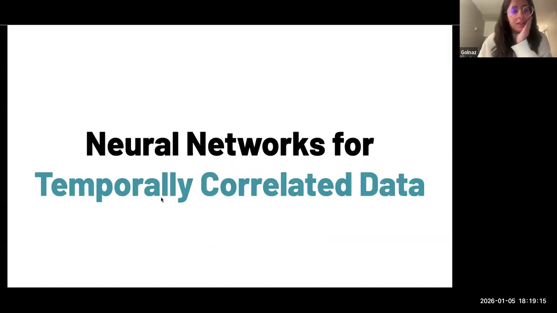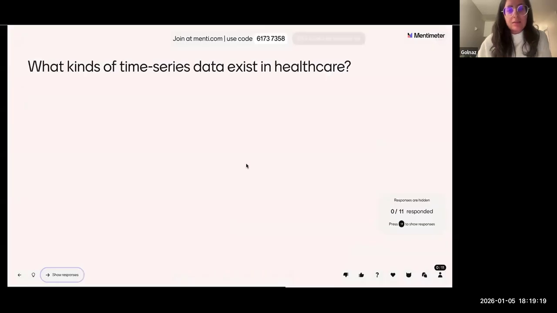Okay. So that was about images. The second part is temporally correlated data, so data that is correlated through time. My question is, do you know any kind of time series data in healthcare that either you had to collect or you saw a project that used that data to make a prediction?